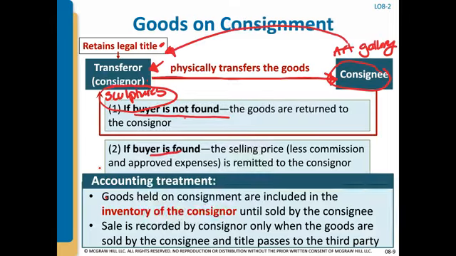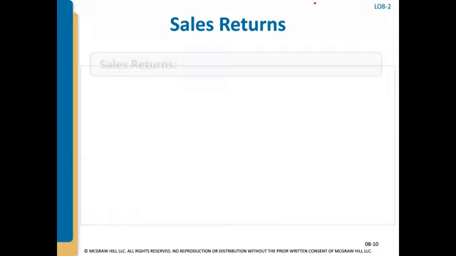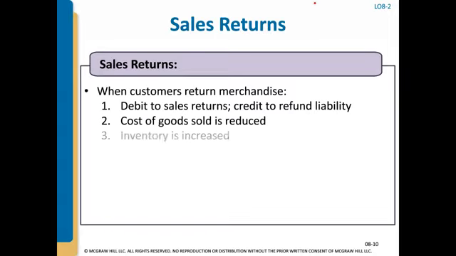Okay, so just as a reminder, this is all about what to include in your inventory. And so if you have goods on consignment, it's the company that retains the legal title to it that should include it in their inventory. Okay, let's talk about sales returns.